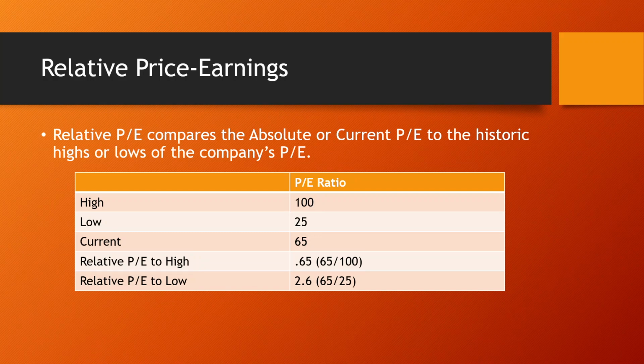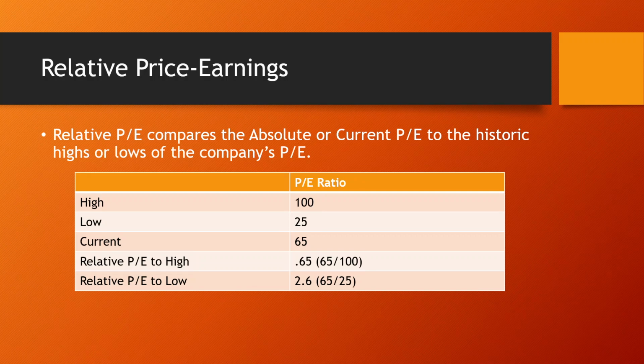So you can see my example here. Let's say, for example, this is Apple or whatever, and it had a historic high of 100. So its PE ratio at one time was 100. And then at another point in time, there was a low, and its PE ratio was 25. It also uses time frames, so let's just say in 10 years, a high of 100 and a low of 25. And its current PE ratio right now is 65. So it's very easy to calculate. It is just the current over what you're trying to compare it to.